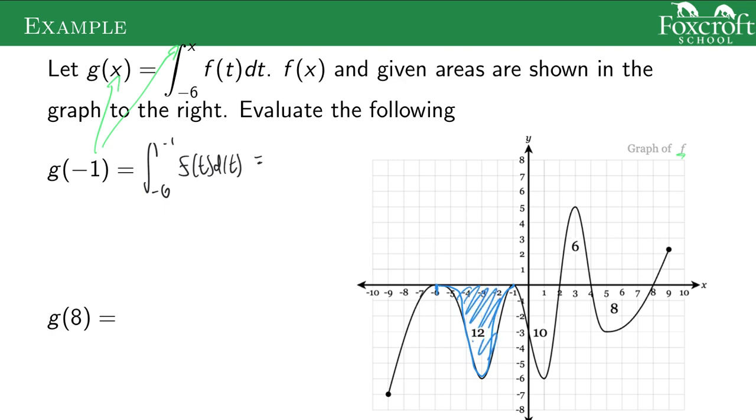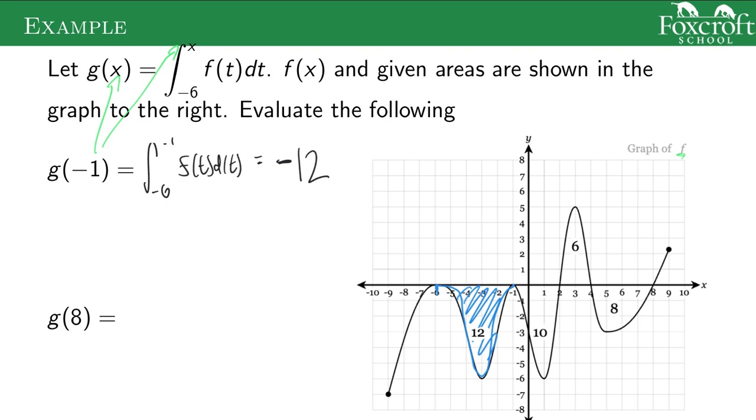And if you don't hide it, that's a 12 under there. But remember, areas underneath the x-axis are negative. So our answer is -12. When I plug -1 into this g function, I get -12. Again, it's just the area starting at -6.